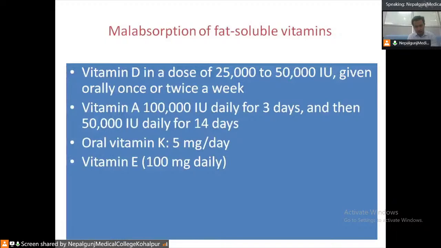Vitamin D, initially 25,000 to 50,000 international units once or twice a week. Vitamin A, 1 lakh IU for 3 days, followed by 50,000 IU for 14 days. Oral vitamin K, 5 milligram per day. Vitamin E, 100 milligram daily. So these are the vitamins you give to supplement if the patient has evidence of vitamin deficiency.